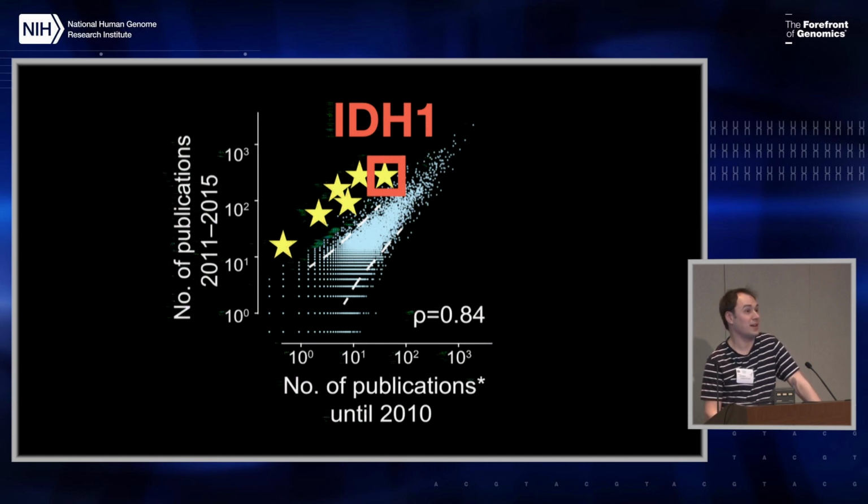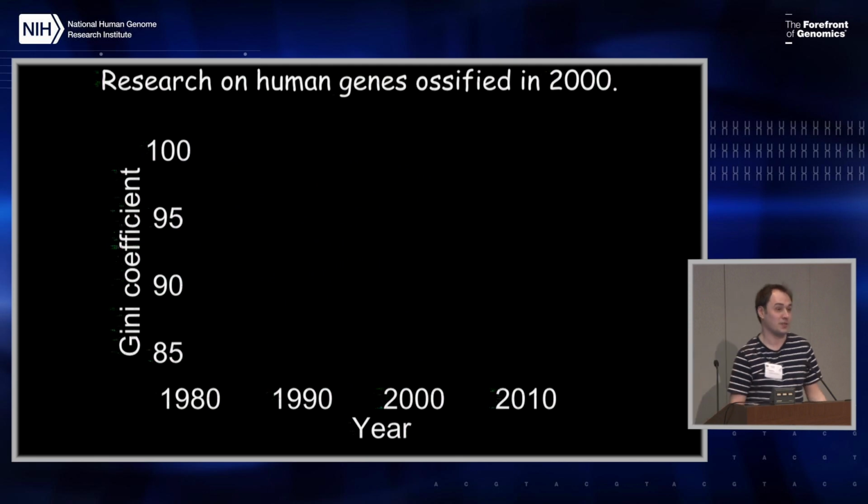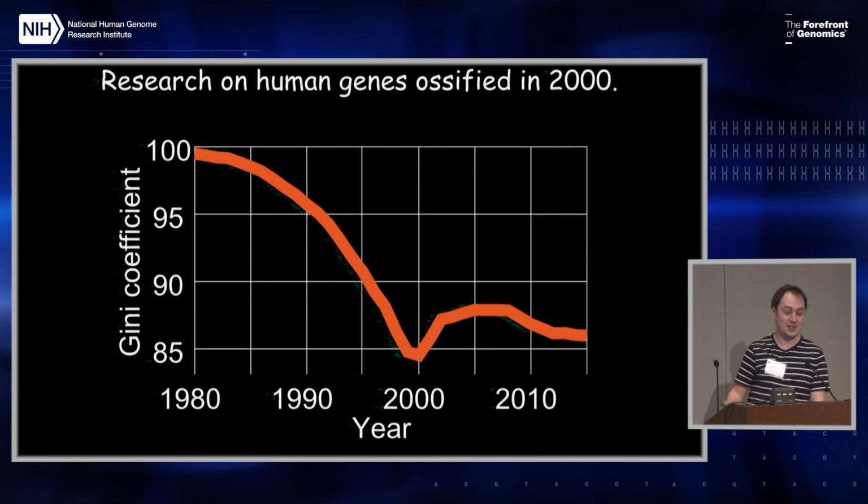The next slide will show the Gini coefficient. The Gini coefficient is a measure of inequality going from 0 being perfect equality to 100 being perfect inequality. Values generally higher than 60 or 70 would be considered massive inequalities. And we will see this for human genes and the distribution of publications on individual human genes, going from the 80s to now. And what we can see is 2 things.